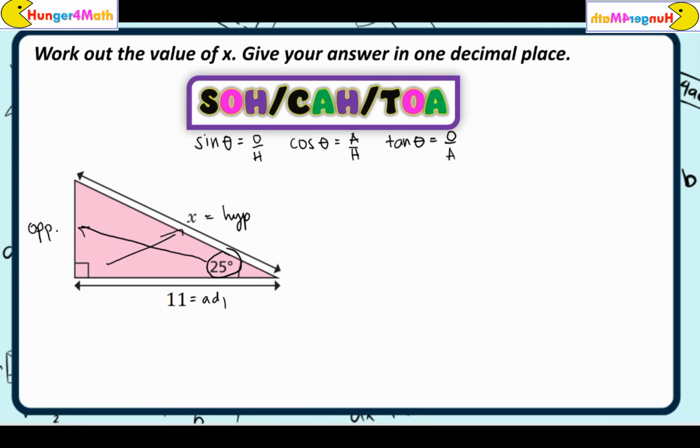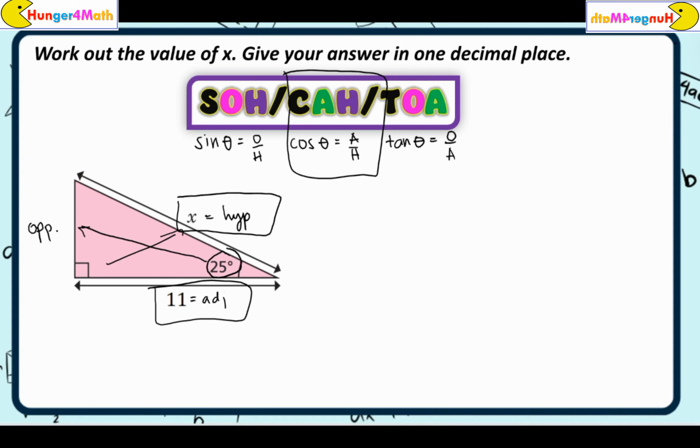Now, to identify which of these three we're going to use: the unknown side is the hypotenuse, and the given side is the adjacent. Out of these three, with adjacent and hypotenuse, that is the CAH, or the cosine. So that's how to identify which of these three we're going to use to solve for the value of x.